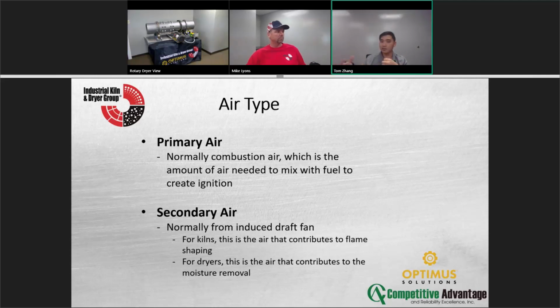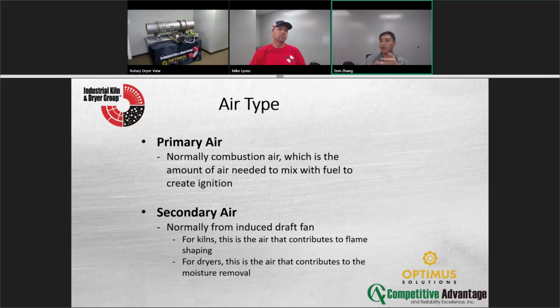Secondary air is where your ID fan comes in. This is where it pulls that air through your system. When it pulls that air through your system, this is where it can help shape the flame. It can help, and some of the more complex burners can do that too. And then again, on the dryers, it's there to pull as much air out as possible. Right. So these designs will be a contribution into your specific unit.